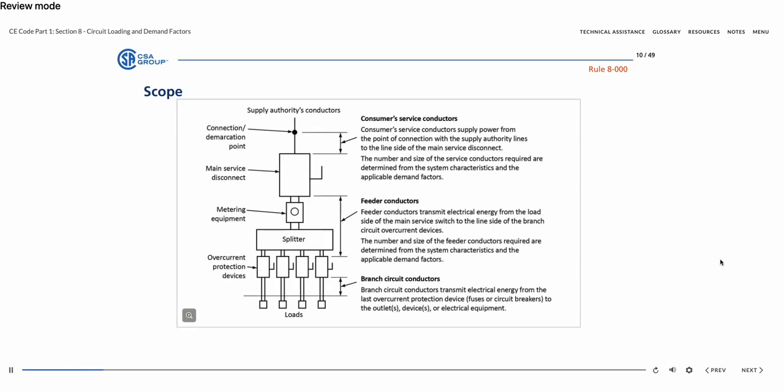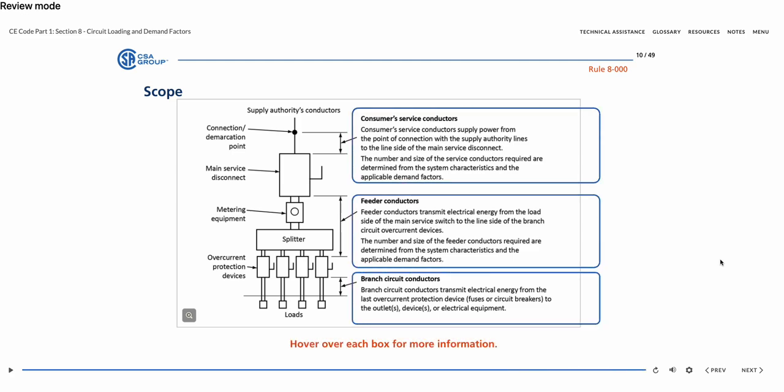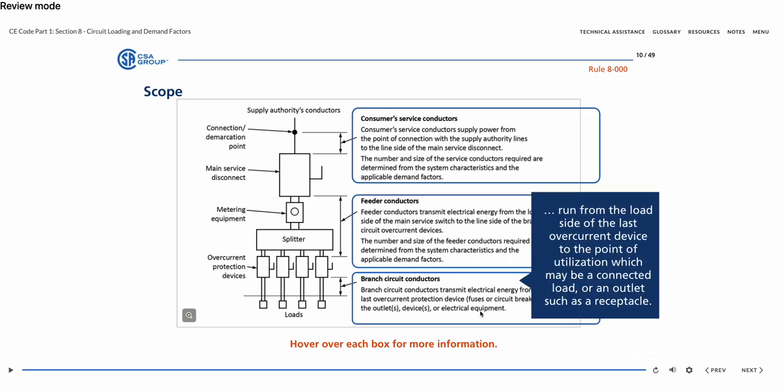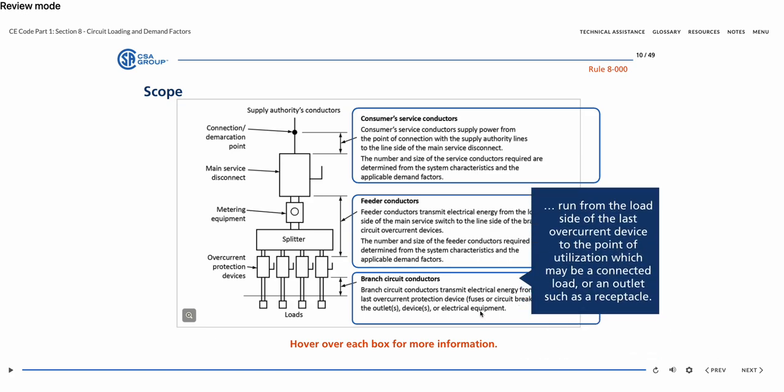Section 8 is a general section of the code that provides the requirements for determining the ratings for electrical equipment, supplying various types of loads, and determining conductor ampacities for consumer services, feeders, and branch circuits. Branch circuit conductors run from the load side of the last overcurrent device to the point of utilization, which may be a connected load or an outlet, such as a receptacle.